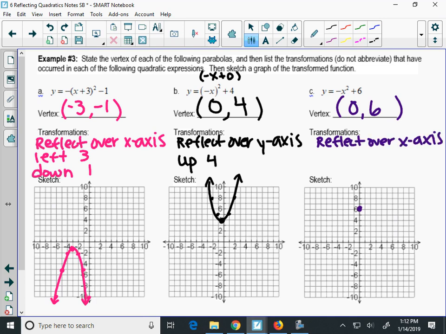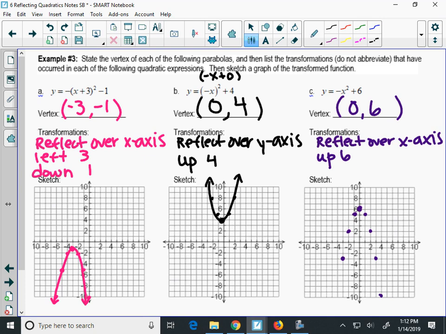There we go. And then plus 6 on the end? Up 6. Okay, so I already did the up 6 part, so all I have to do is the upside down part. So now you just follow the parent function pattern the other way. 5, 6, 7, 8. Why is it down?